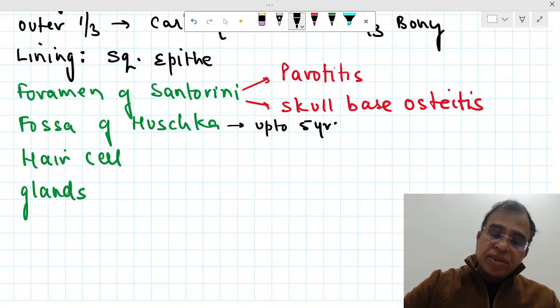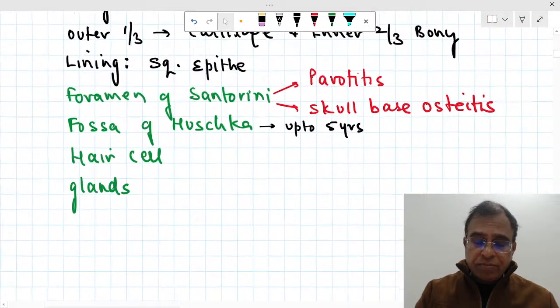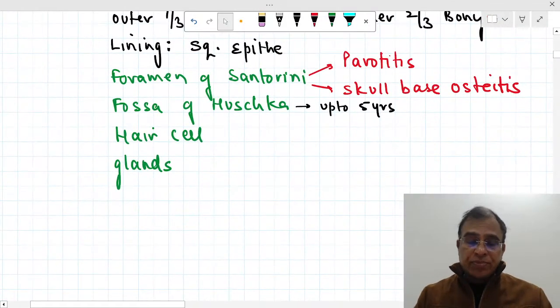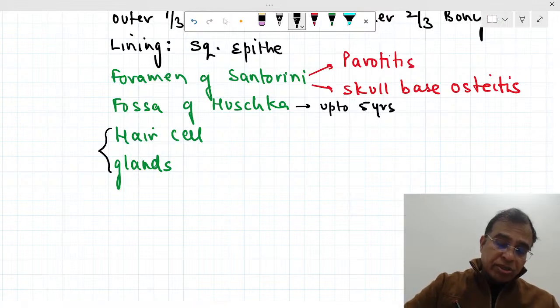And the fossa of Huschke, just remember that it's present only up to 5 years of age. At around 5 years of age, it disappears. So you and me, adults, we don't have this fossa of Huschke. These 2 are less important and they have no function otherwise. Now the next 2 are very, very important structures. You know why? Because they have a very important function of protection.